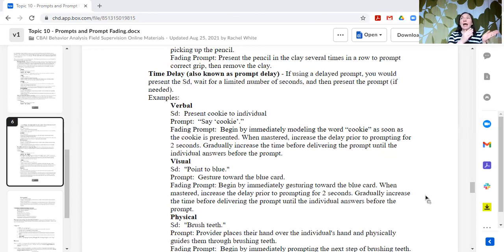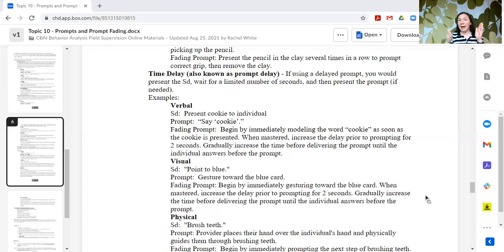If I am using a time delay prompt, then I know and I'm counting in my head how many seconds until I deliver the prompt. I'm counting down until I deliver the prompt. And if they jump in ahead of time, fantastic. That means this fading strategy is working. If not, then I'm going to prompt when I planned to anyway. And we are going to reinforce because we are continuing to build that pairing of the SD and the prompt.